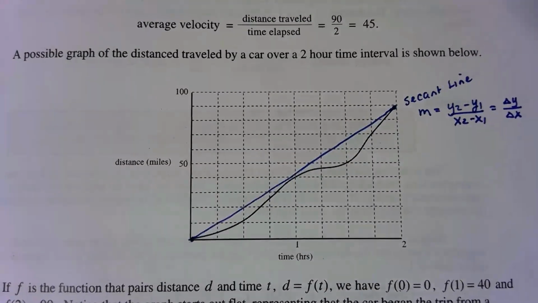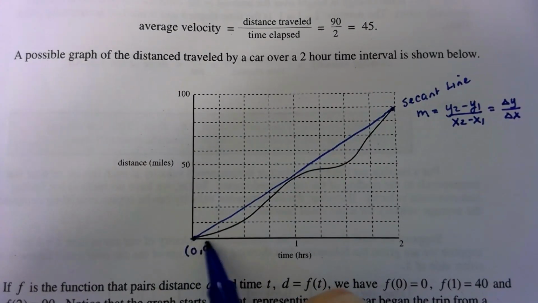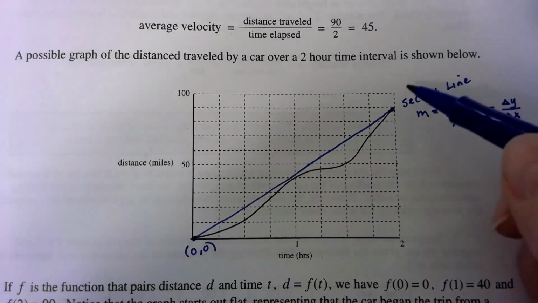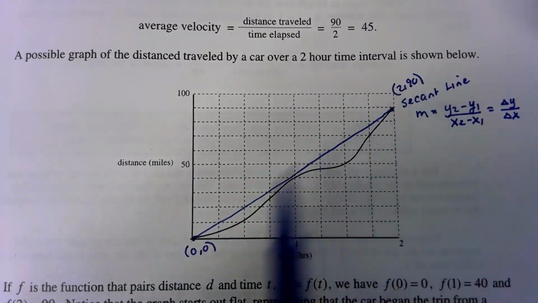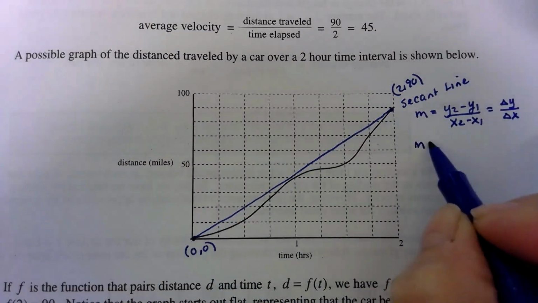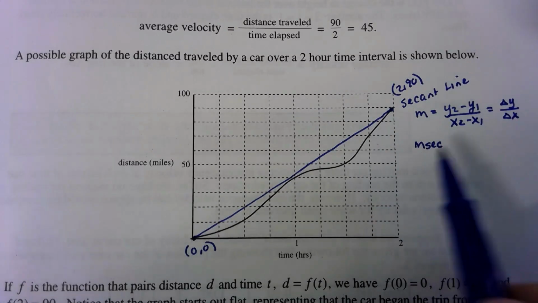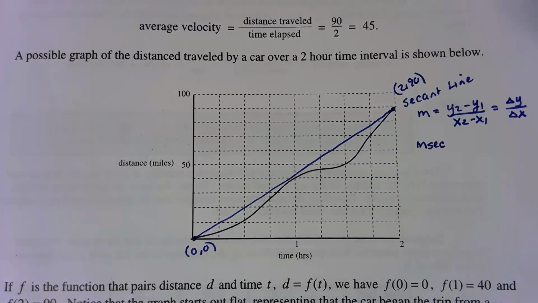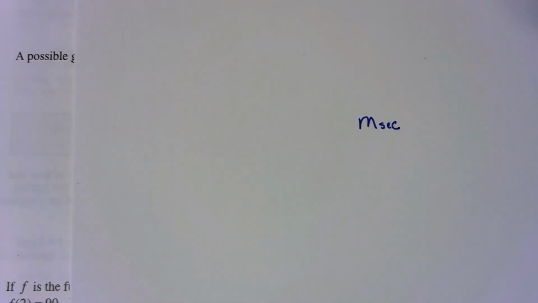If I know this point, and I do, it's (0, 0), and I know this point, which is (2, 90), I can take the y's, 90 minus 0. By the way, we denote the slope of the secant line as m sub sec, and I write small, so you may not notice it there, but on a regular piece of paper I'd write it as m sub sec, meaning the slope of the secant line.